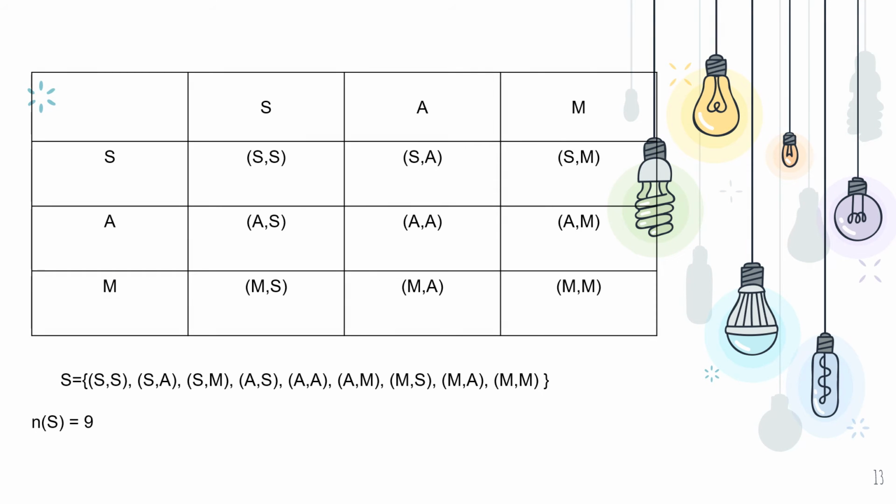Okay, this is the table. So we just write down the possible outcomes S, A, M, S, A, M. So we just fill up the table. So at the end, we still get the same answer, which is 9.